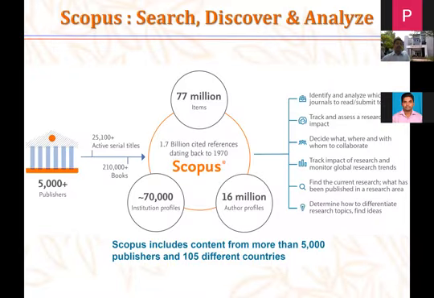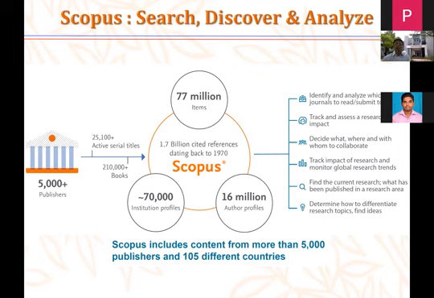If you see Scopus, more than 100 countries are active in research publications. More than 70,000 institutes have published at least one paper, and more than 16 million authors have published in more than 5,000 publishers and 25,000 journals, 210,000 books, and over 2 lakh conference proceedings. All together today, there are 77 million articles in Scopus, where the number of cited references is more than 1.7 billion.